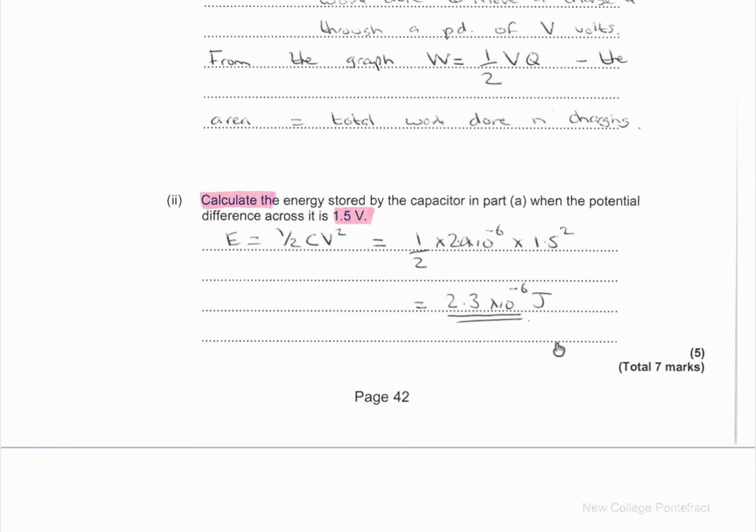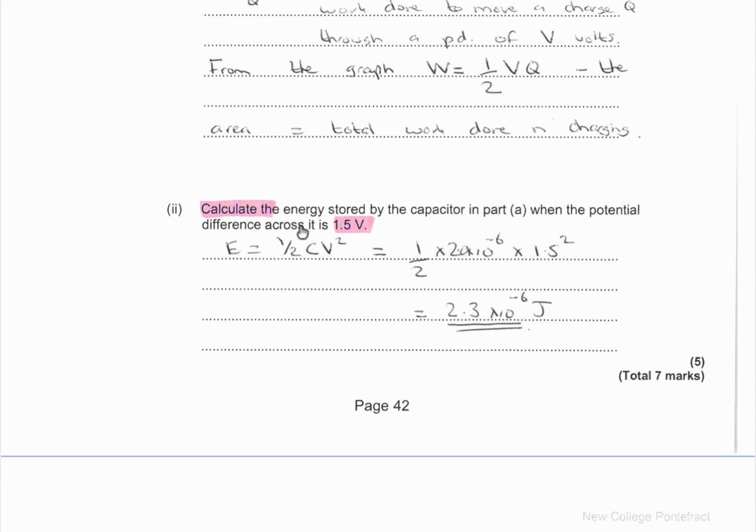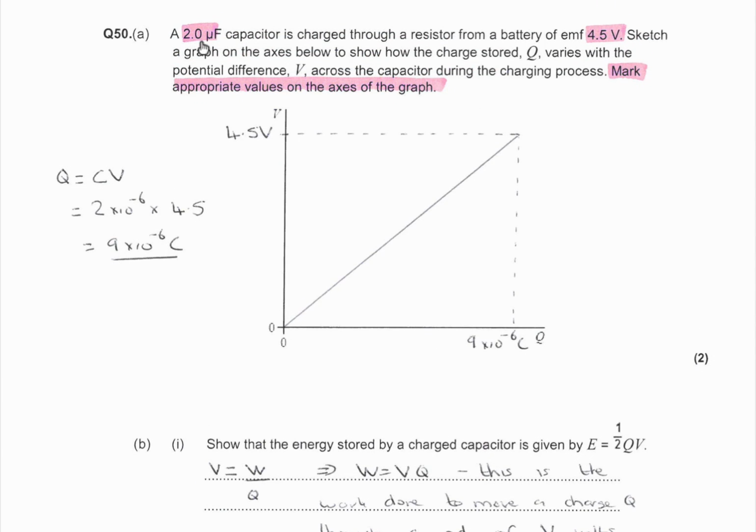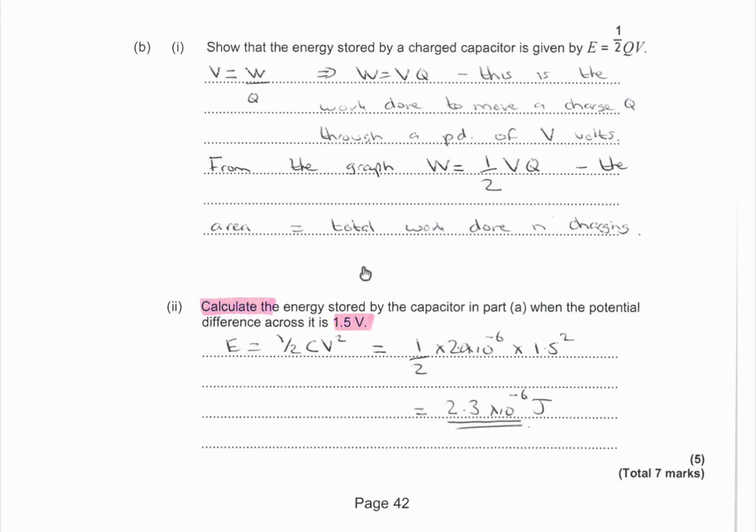So in the second part of this particular question, we're asked to simply calculate the energy stored by the capacitor, which is given in part A, when the potential difference is 1.5 volts. So the energy is equal to a half CV squared. That's simply an equation that we've seen before, and you can also get from your data sheet. So the capacitance we were given before, which is quite simply 2 times 10 to the minus 6 farads, was given up in the question right at the start. And the potential difference is 1.5 volts. So we simply substitute those numbers into this equation, and that gives us 2.3 times 10 to the minus 6 joules.